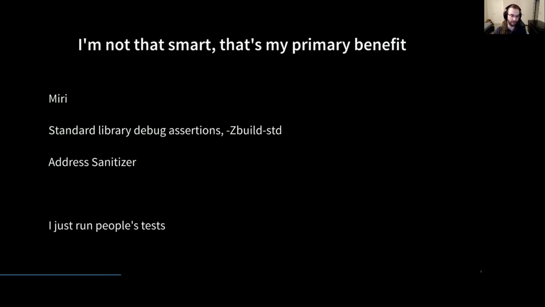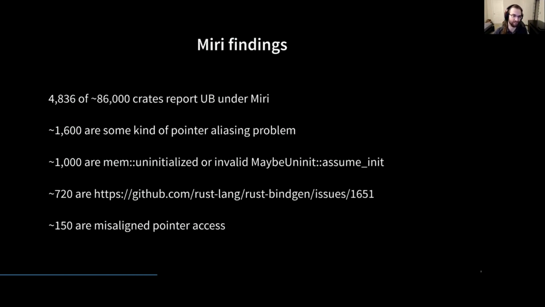The other tool that I'm using is AddressSanitizer. AddressSanitizer is technology from the C and C++ worlds, which we can use because we share a compiler backend, and we also share a lot of the most basic pointer allocation undefined behaviors with them. So it works pretty well for Rust. And again, in all of this, I'm just running people's tests. This has strengths and weaknesses, and I'll touch on them later.